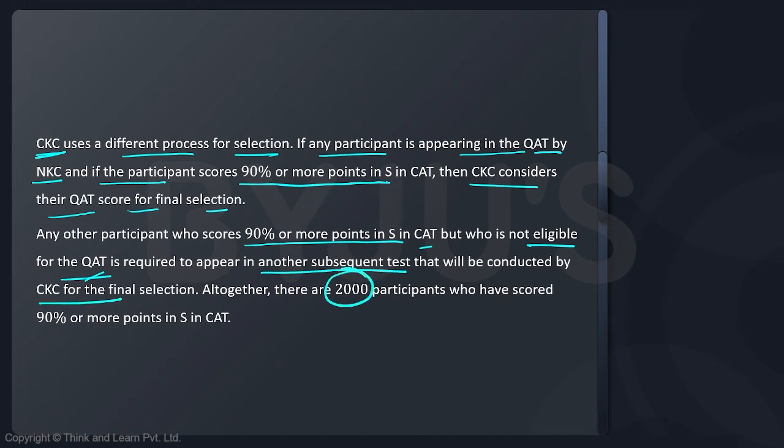Altogether, 2000 participants have scored more than 90% in S, right? So some of those 2000 would not have scored more than 95% overall, so they would not be a part of our Venn diagram. But in the Venn diagram, only those people are there who have scored more than 95% overall. Remaining ones probably are not a part of our Venn diagram.